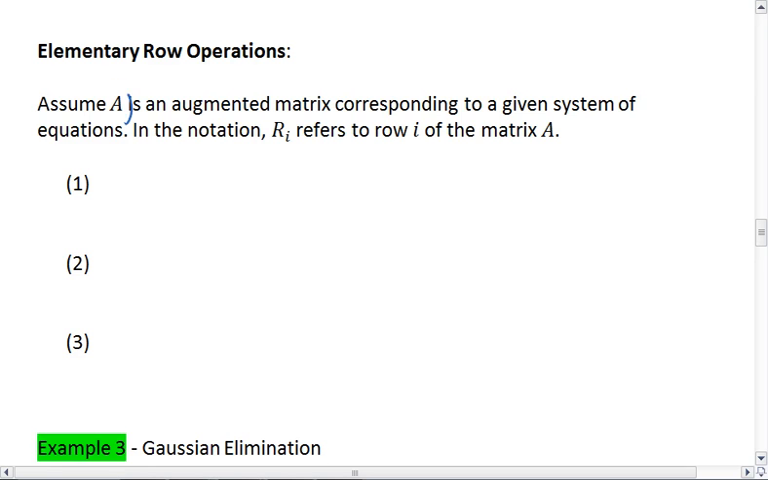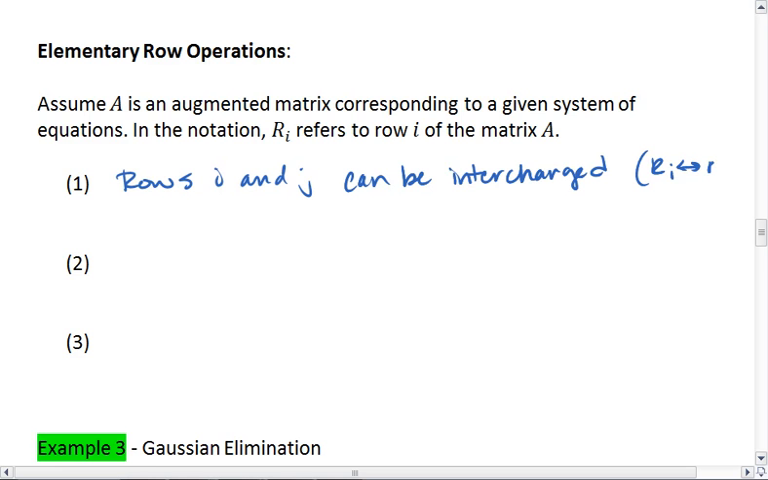Notice we're going to assume A is an augmented matrix, and in the notation R sub i refers to row i. So R1 would be row 1, R2 is row 2, R3 is row 3, and so on. This is what we can do. We can interchange rows. So rows i and j can be interchanged. So we can switch rows around as we see fit, and we do this by saying that Ri is changed with Rj.